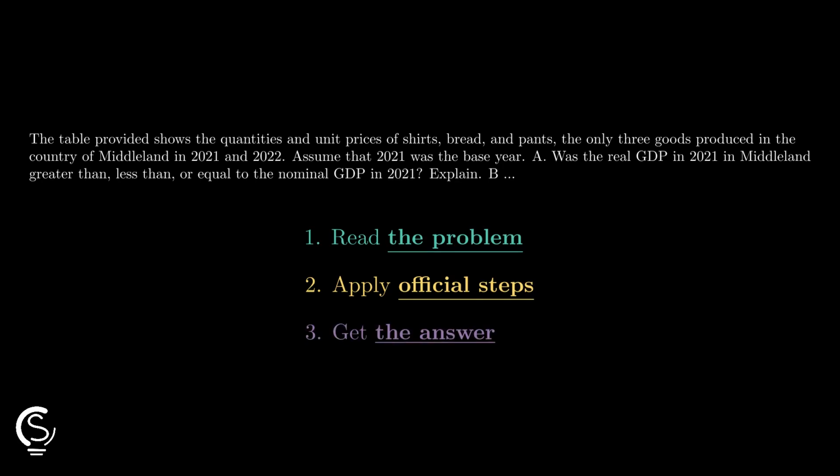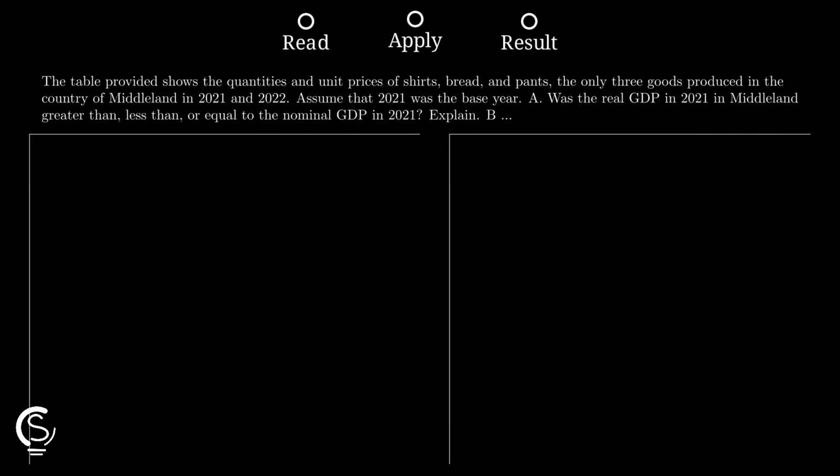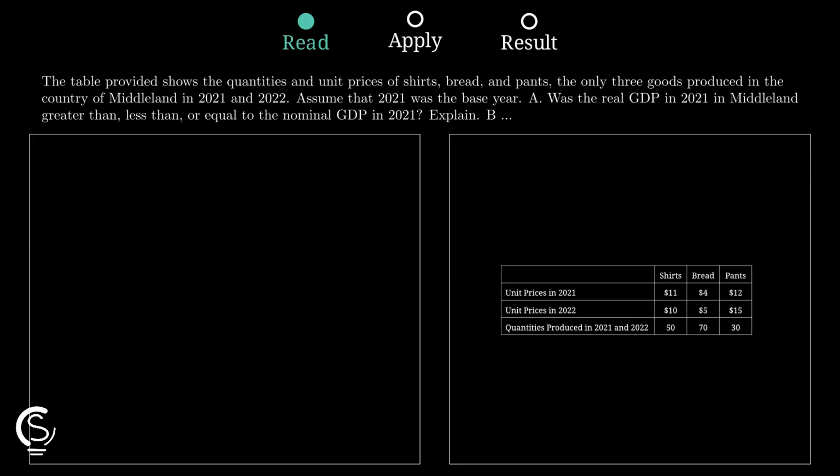A. Real GDP in 2021 equals nominal GDP because 2021 is the base year, meaning prices used for both calculations are the same. GDP for 2022 uses 2022 quantities and 2021 base prices. 12 times $10 plus 60 times 2 plus 25 times 15 equals $615.